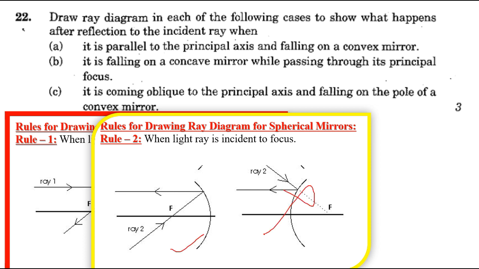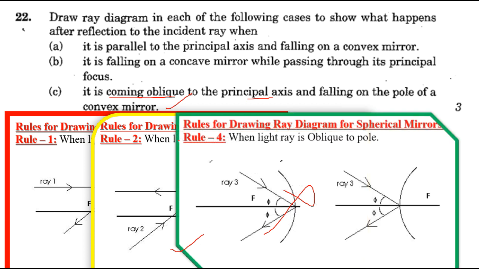You don't have to draw this diagram again, because in the classes we discussed both, but in the examination it has been asked only for the concave mirror. Now the third part says that the ray is coming oblique to the principal axis and falling on the pole of the convex mirror. Again, this also we have discussed in class, and I have taken one slide from the previous class.